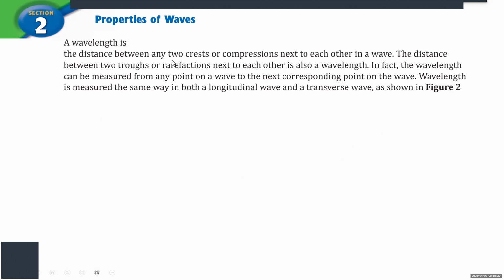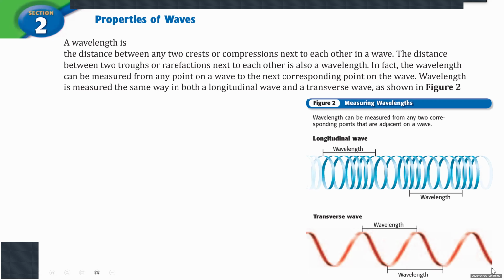Wavelength is the distance between two crests or compressions next to each other in a wave, or the distance between two troughs or rarefactions next to each other. In fact, a wavelength can be measured from any point on one wave to the next corresponding point on the other wave. Wavelength is measured the same way in both longitudinal and transverse waves.